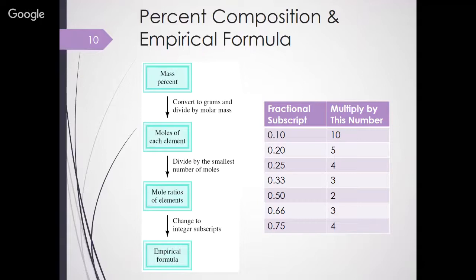Sometimes you don't get an exact number. Like if we divide and you get about 3.01, 3.02, 2.99, 2.98, it's close enough to 3 to make the approximation. However, what happens when we end up with some decimal that's not exactly 3 or 4 or 5? Well, in order to get to the correct formula, if we look at these fractional subscripts, we multiply by these numbers all the way through to get to a whole number value.